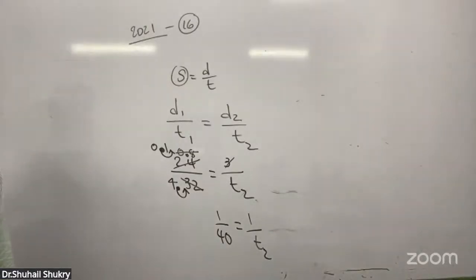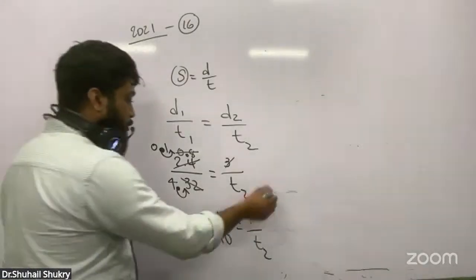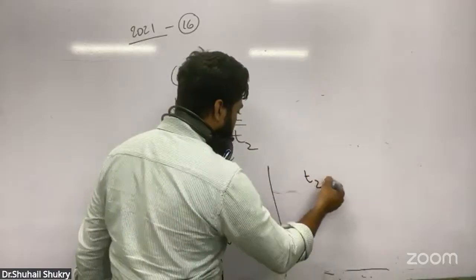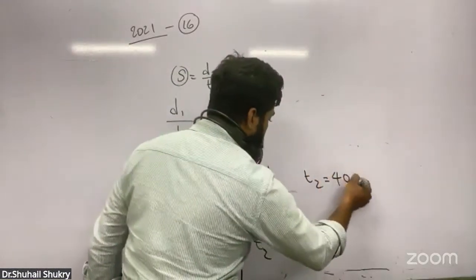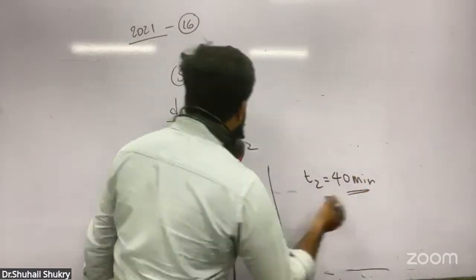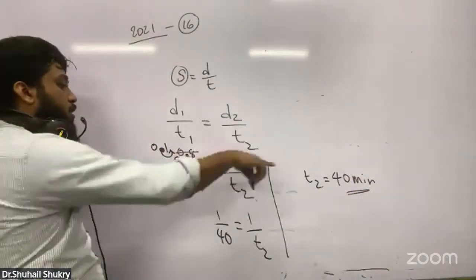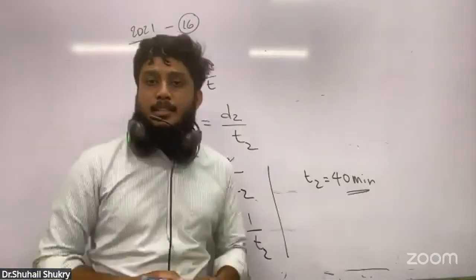Everyone can understand? Then what should I do to get that second time? T2 will come here, first multiplication, and the 40 will come here. So the answer is 40 what? Minutes. Here we put it in minutes, so I get that also in minutes. The methods, these are short methods.